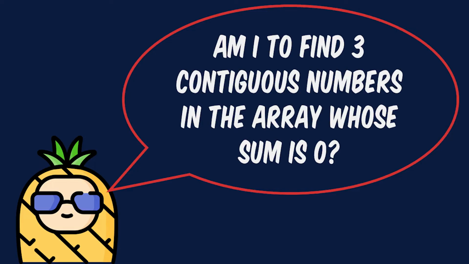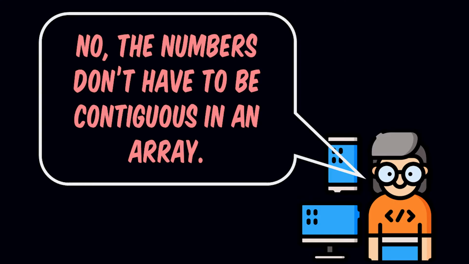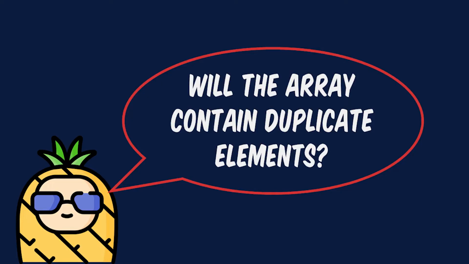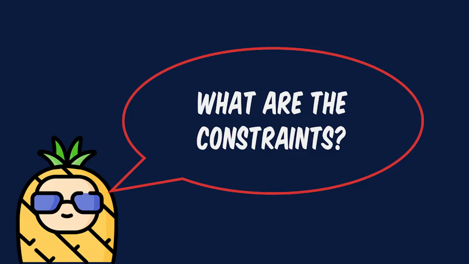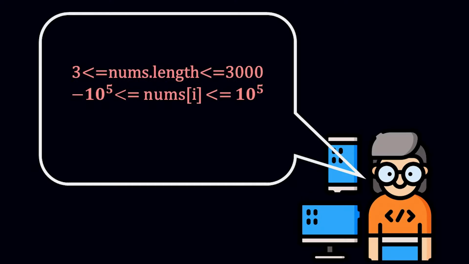Am I to find three contiguous numbers in the array whose sum is 0? No. Will the array contain any duplicate elements? It might. What are the constraints? Constraints look like these. The length of the array will range between 3 and 3000. The maximum value can be up to 10 raised to 5 and the minimum can be minus 10 raised to 5. To write the code, we are going to use the famous two-pointer approach.